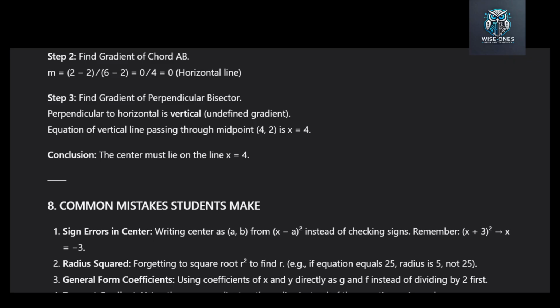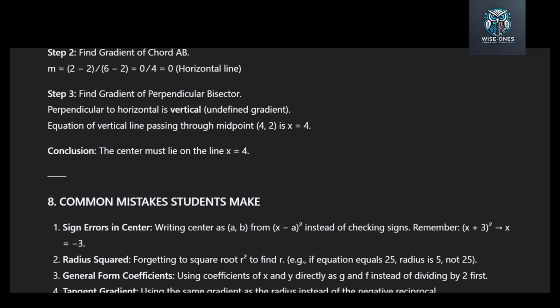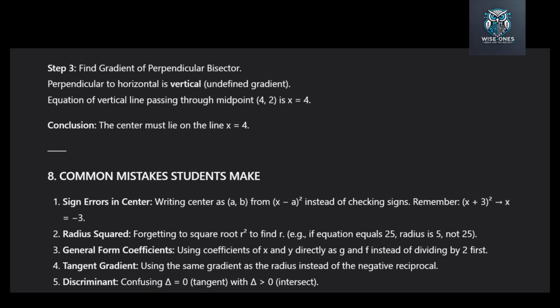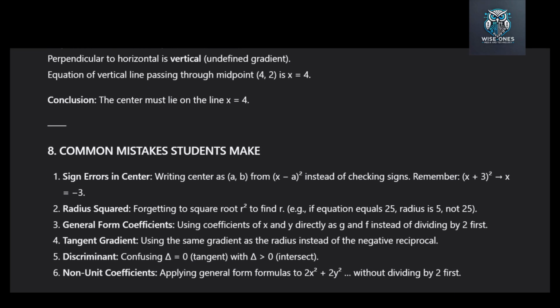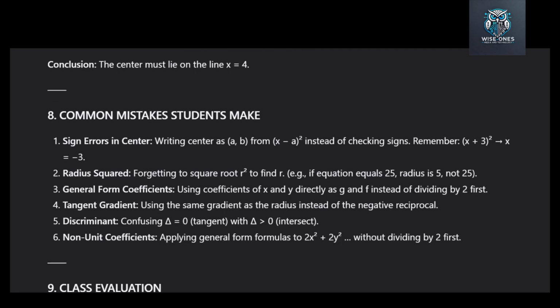Step 3. Find gradient of perpendicular bisector. The chord is horizontal. The perpendicular line must be vertical. A vertical line has an undefined gradient. The equation of a vertical line passing through the midpoint (4, 2) is x equals 4. Conclusion: the perpendicular bisector is the line x equals 4. Since the center must lie on the perpendicular bisector, the center must lie on the line x equals 4. This verifies the property. This property helps us find the center if we don't know it.